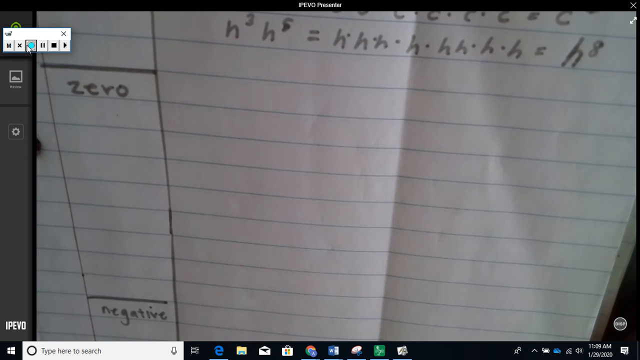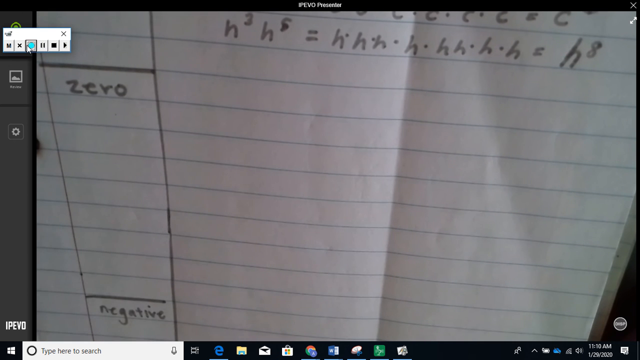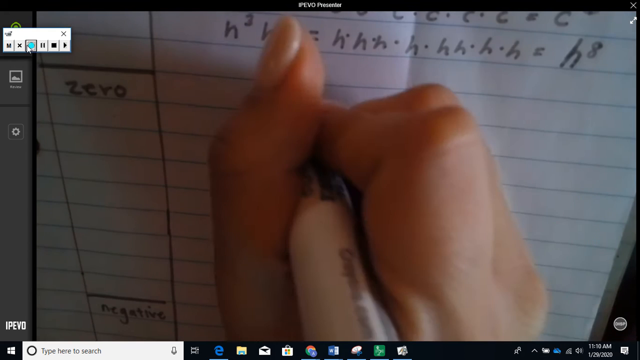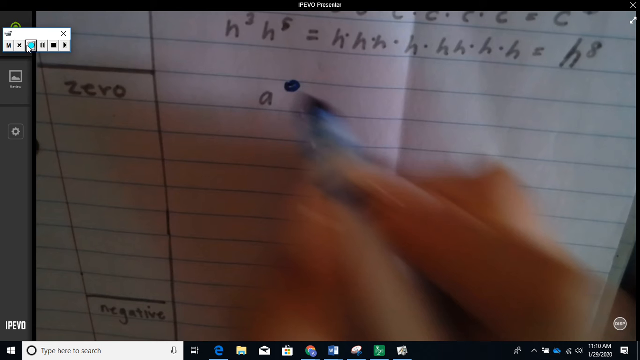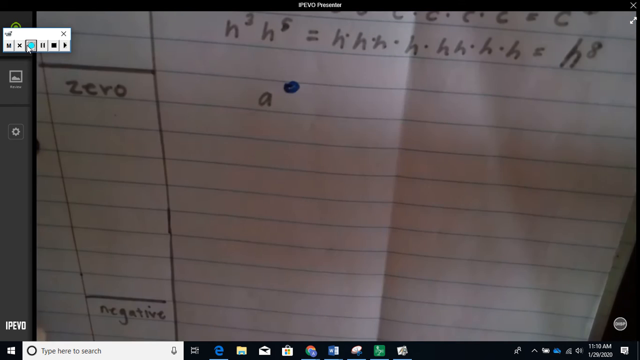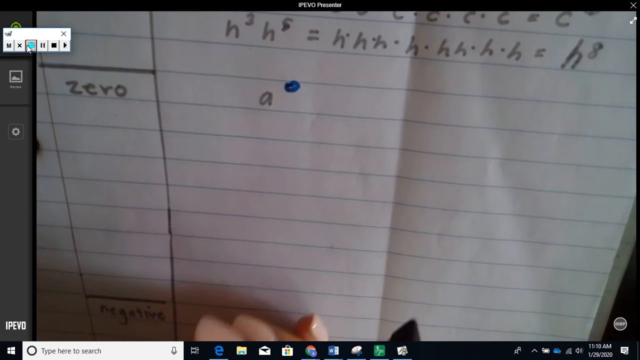So what happens if you have a negative exponent or an exponent that's a 0? What we're saying is it goes from a to the power of 0. So the base is not 0. The exponent, the little number at the top, is 0. So I'm going to tell you what happens and why.